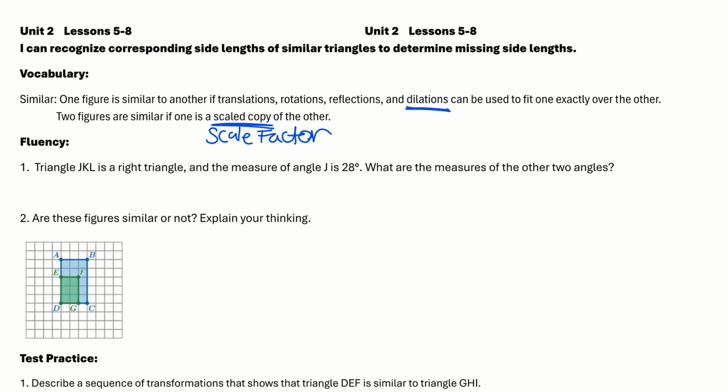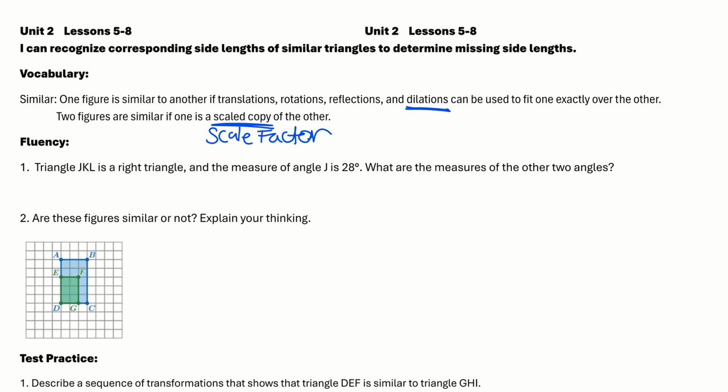All right. So fluency, this is about triangles, which even though this is review, it's important for what we're doing right now because we're using similar figures to compare triangles. So triangle JKL is a right triangle and the measure of angle J is 28. What is the measure of the other two angles?